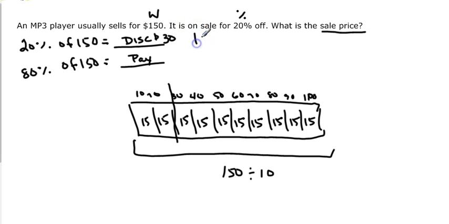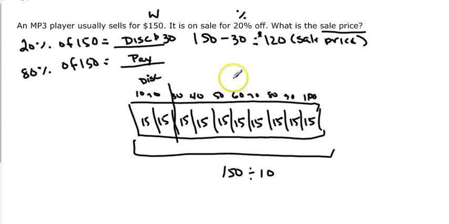So I would have to take it one step further and do 150 minus the $30 would equal $120, and that would be my sale price. So this over here shows my discount. So opposite of that is what I pay. So here's my 80%. And if I just count it up, well, 15 and 15 is 30, so two groups are 30, so 30, 60, 90, and 120. So you would pay $120, and you can do that in one step with the tape diagram.